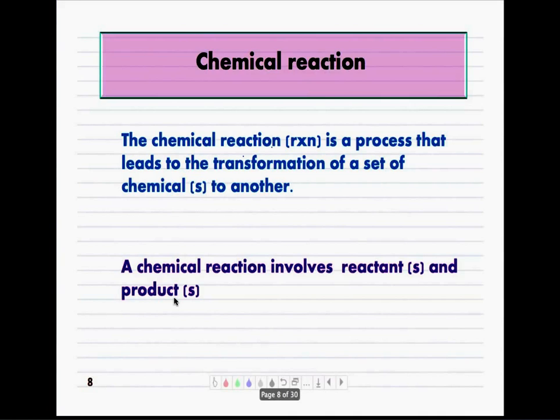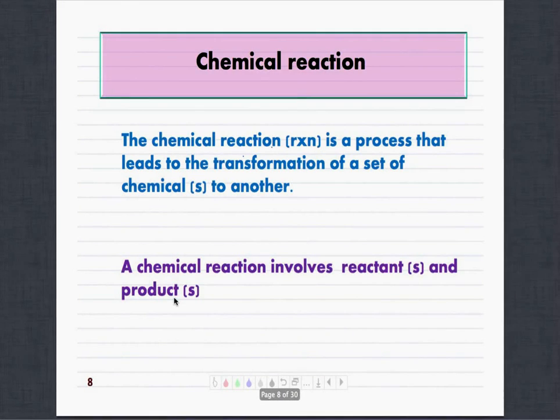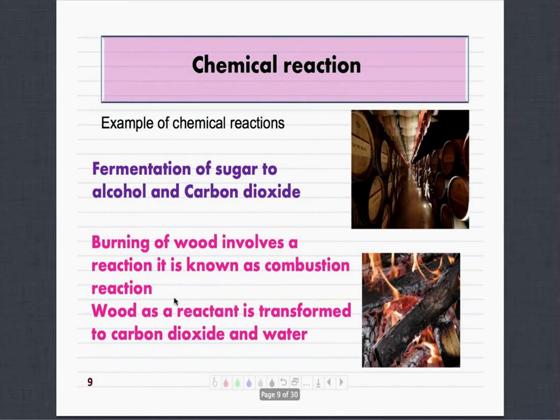Sorry, before we go to that one, examples of chemical reactions: the fermentation of sugar to give you alcohol and carbon dioxide. That's a reaction. Burning of wood or trees also involves a combustion reaction, and it is a reaction. You're changing wood into both CO2 and water. All of these are examples of chemical reactions.